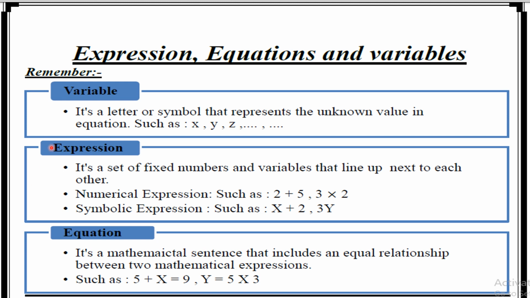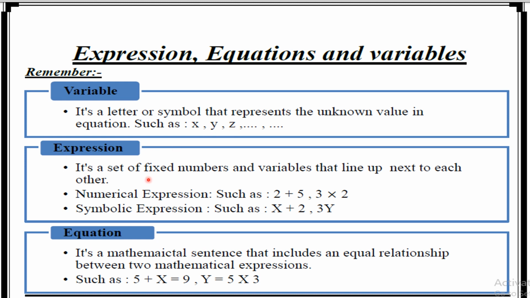Now, let's remember the meaning of variable, expressions, and equations. A variable is a letter or symbol that represents the unknown value in an equation, such as x, y, z. So, if we have an unknown value, we will represent it using any letter you want: x, y, z, l, m, n, o, as you like.